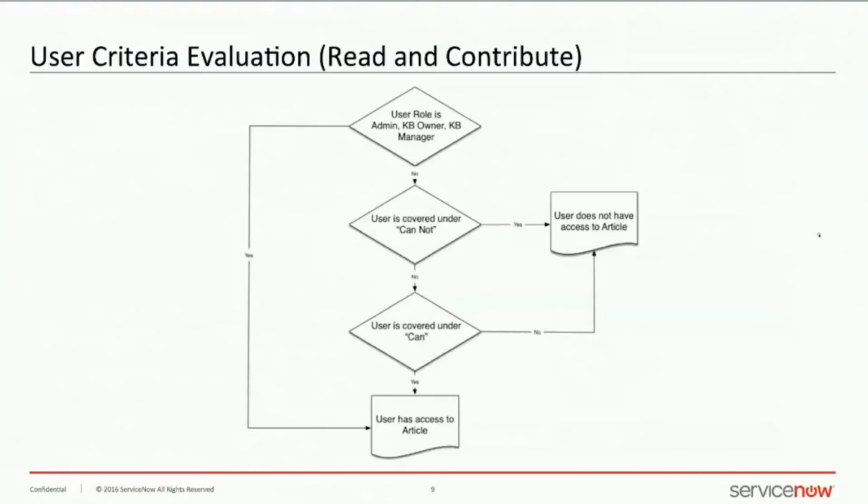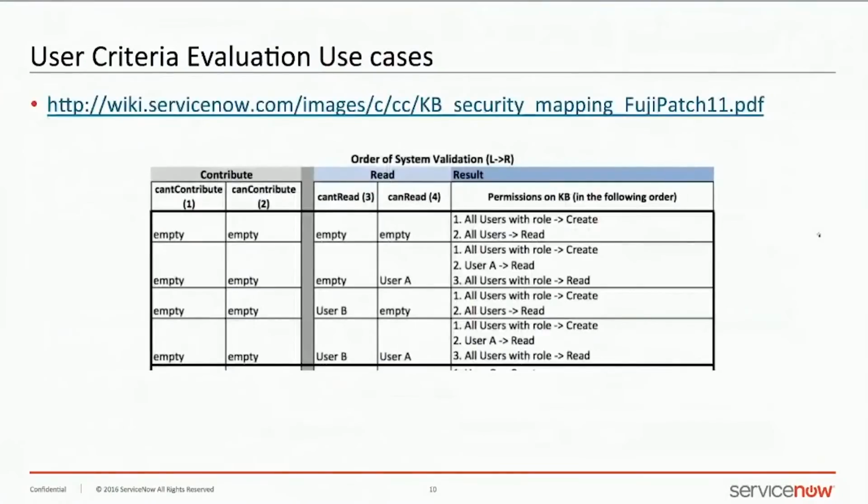So how does this set up in the real world? So what we did was, you can evaluate user criteria based upon different use cases and how they are configured: can't contribute, can contribute, can't read, and can read. How are they evaluated? So we published this article, the wiki, which has a bunch of these details, and as and when you apply user criteria on your knowledge base, and depending how you configure, you can see how the roles and permissions would take into effect.